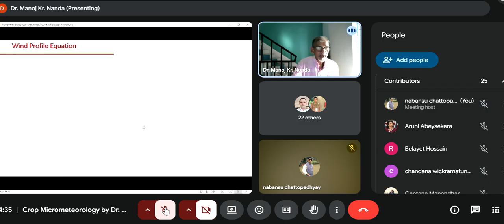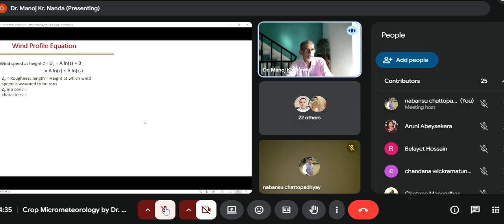Now let us see the characteristics of wind in the turbulent layer actually. Now I left the laminar layer there itself. Now I'm discussing about the turbulent layer. In turbulent layer actually eddies are found. So if you see the wind speeds, there is a logarithmic wind profile over the rough surface.